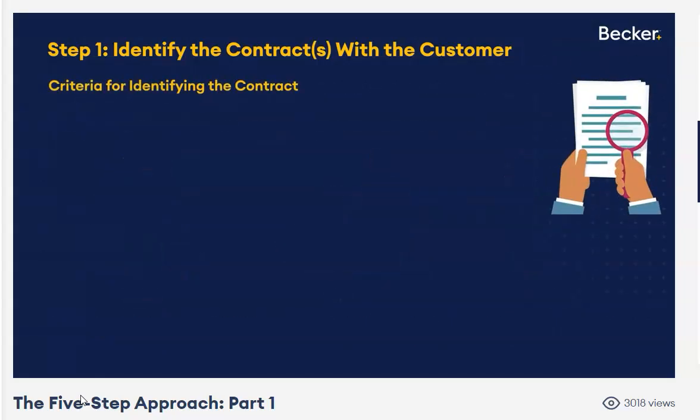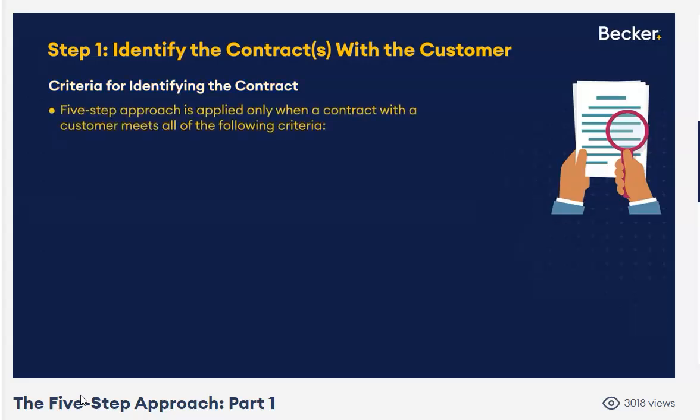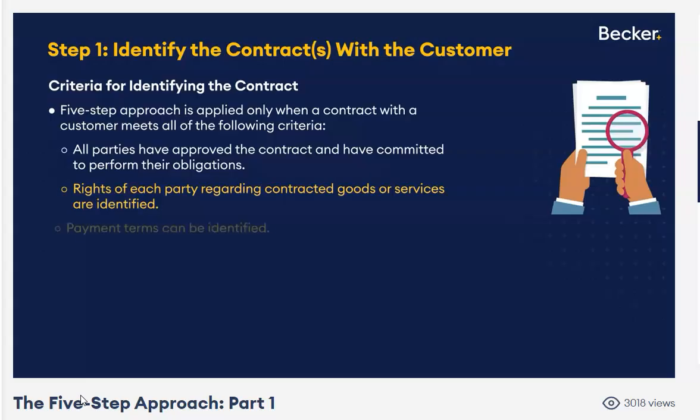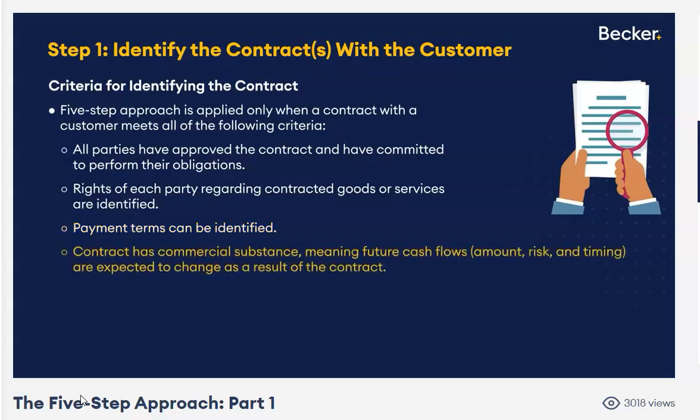Now, a customer is a party that has contracted with us to obtain our goods or services. The criteria for identifying the contract all have to be met. One, all the parties at the appropriate level have approved the contract, which normally means they've signed it if it was written, or they orally agreed to it if it was oral. Rights of each party have been identified, so we know what we have to deliver and when. Payment terms have been identified. Do they have to give us a retainer up front? Do they have to make a progress billing? When do they owe us the final balance? And it has commercial substance, which means that changes in the cash flows, risks, and timing are expected to result.